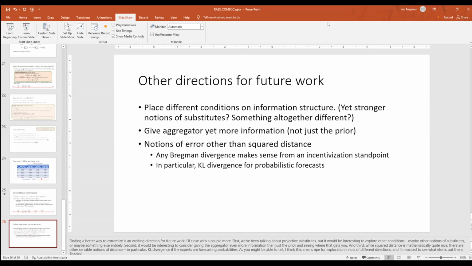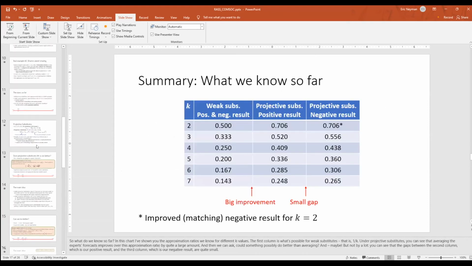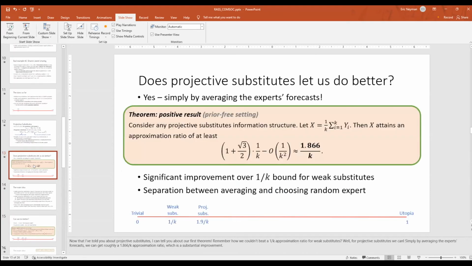I have a brief clarification question. The 1.866, is that tight for averaging? So is there an example where averaging can't do better than 1.866? I do not think that we have shown that it's tight for averaging.